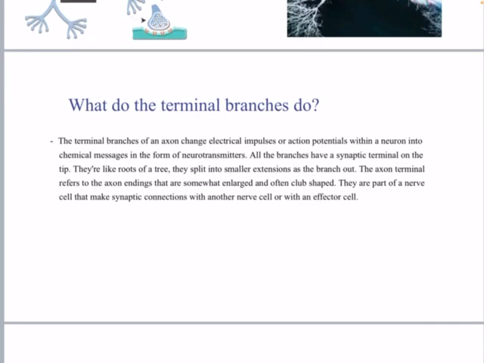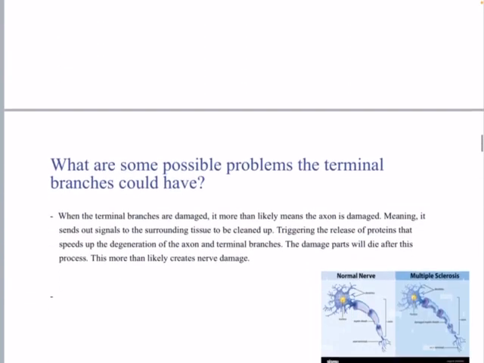They're like roots of a tree. They split into smaller extensions as they branch out. The axon terminal refers to the axon endings that are somewhat enlarged and often club-shaped. They are part of a nerve cell that makes synaptic connections with another nerve cell or with an effector cell.